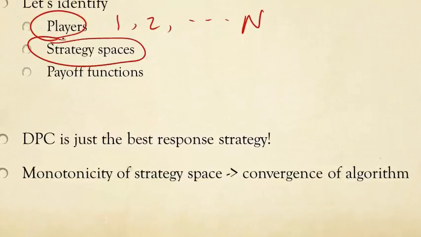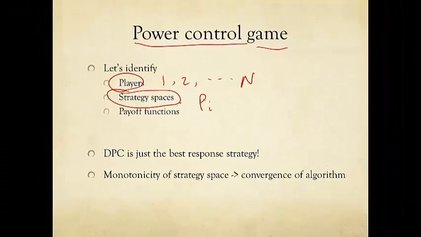Let's identify the strategy space here. It becomes a little more complicated. In the two examples we just saw, the strategy space is pretty simple. It's just two choices. But here it is a continuum of the power levels for each user i, such that the target SIR gamma is achieved.